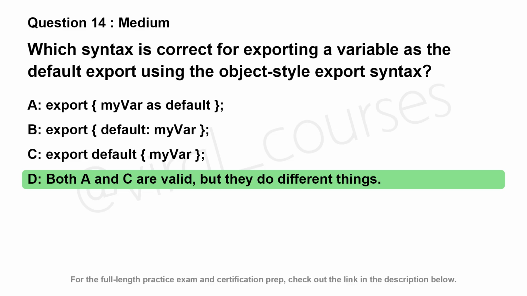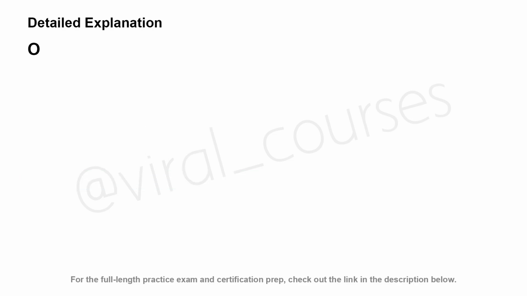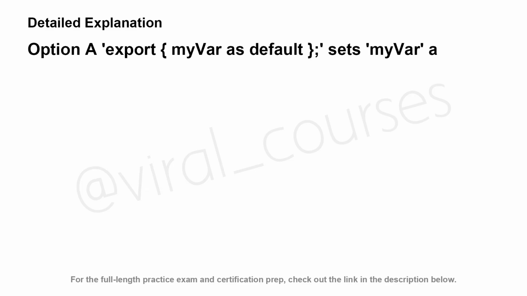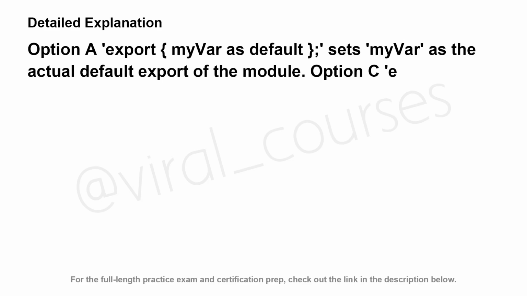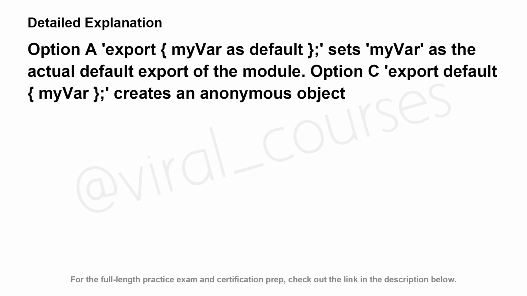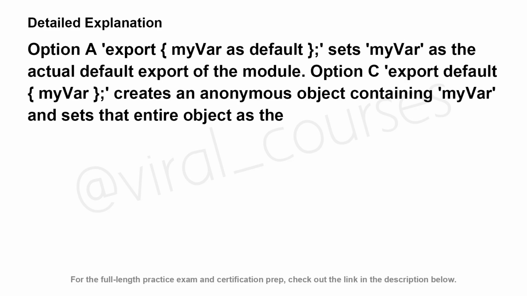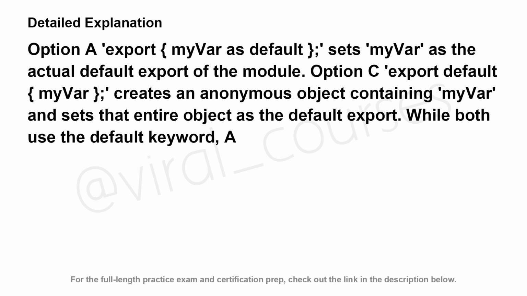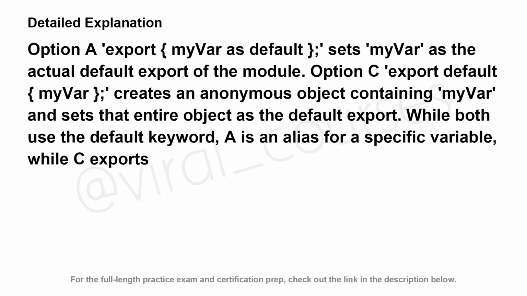The correct answer is D. Option A, export { myVar as default }, sets myVar as the actual default export of the module. Option C, export default { myVar }, creates an anonymous object containing myVar and sets that entire object as the default export. While both use the default keyword, A is an alias for a specific variable, while C exports a new object literal.